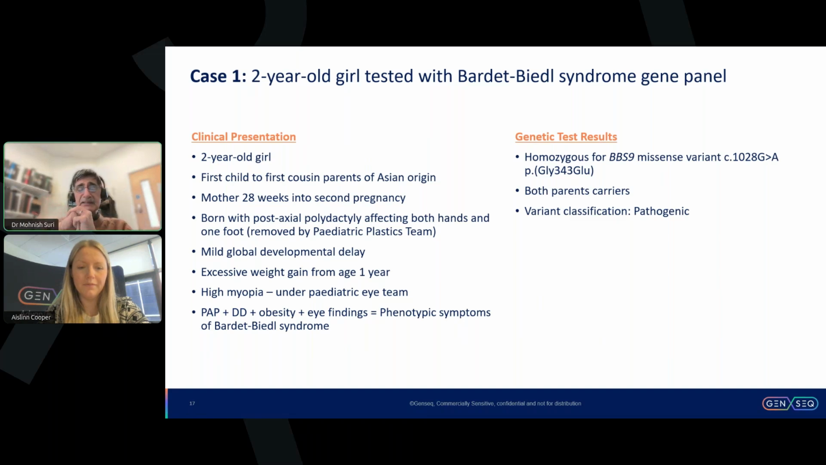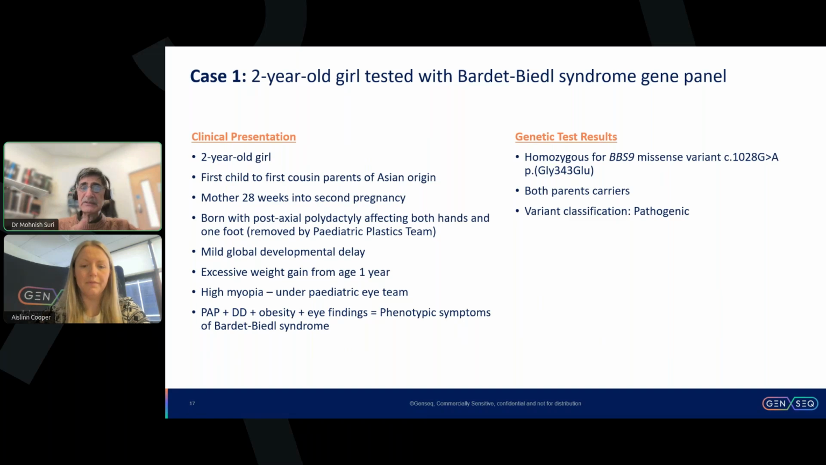The other thing is that she had actually gained a lot of weight from the age of 1 year. So before 1 year, she was on the 11th centile for her weight. But when she came to see me, she was on the 99.6 centile. So she was gaining a lot of weight. And she was also under the care of the pediatric eye team because she had high myopia and she had prescription glasses for that.